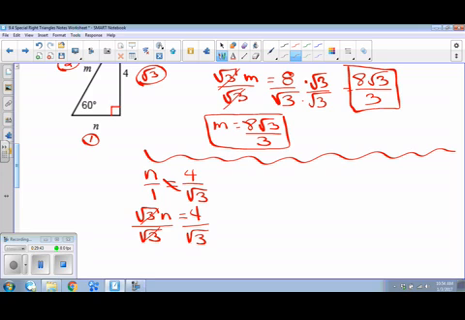How do I simplify that? Or how do I rationalize that? Multiply the bottom by itself, by the square root of 3, and then I also have to do it on top. So we'll multiply this, do that on top and bottom. So now you end up with 4 square roots of 3 over what? 3. So n is 4 square roots of 3 over 3.